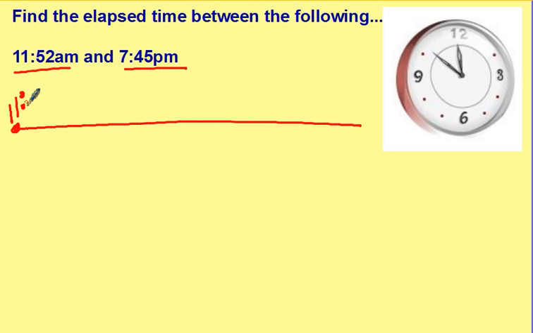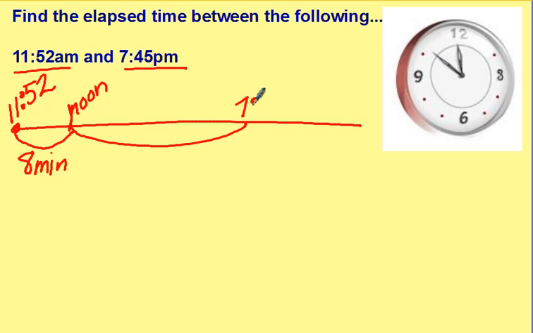11:52 a.m. If you're in school, this would be about the time that you would, before you go to lunch, usually. Our lunch is at noon, right here. Noon is like a new starting point when you're talking about time. So think it through. How many minutes from 11:52 to noon? 8 minutes.